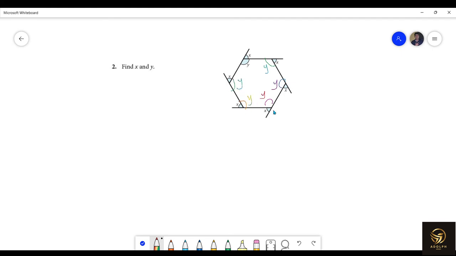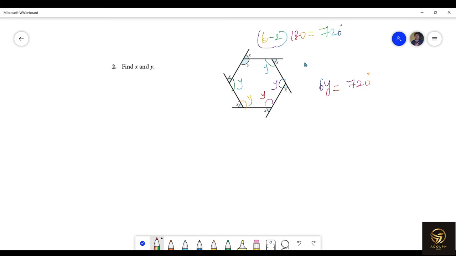So how many y do we have? 6y. So 6y will be equal to what? What shape is it? The shape has 6 sides. Maybe that name is not striking, or I don't know, no problem. As I said, it is (6 minus 2) into 180. It is 4 into 180. I'll be getting 720 degrees. So 6y equals 720.